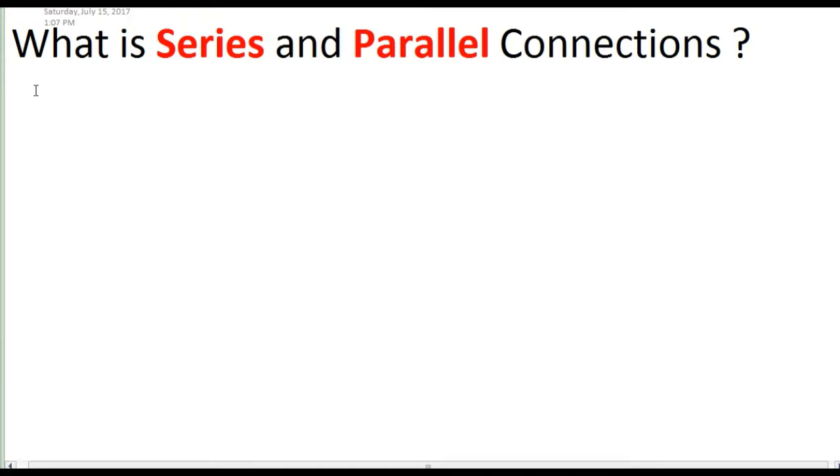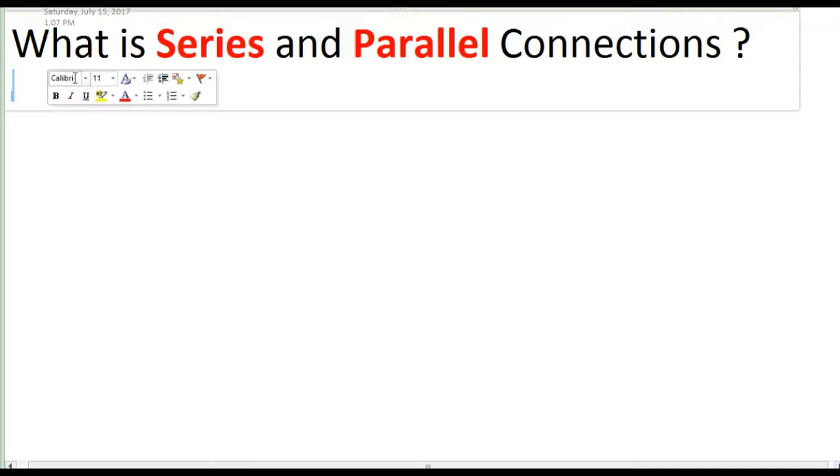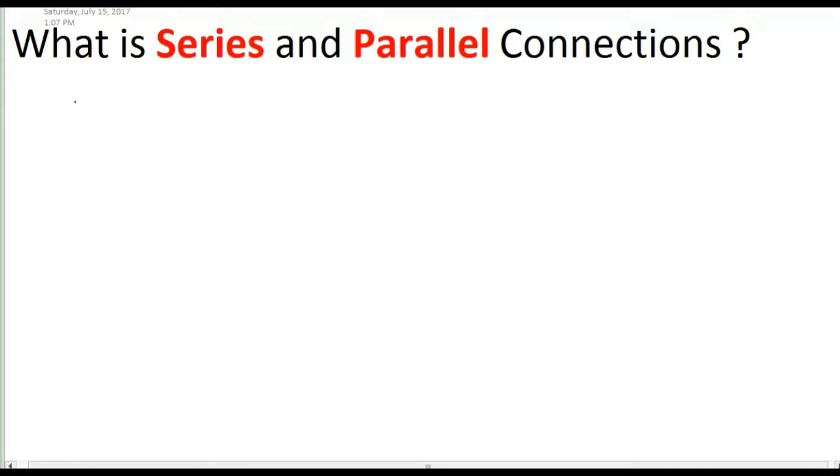This particular session is basically going to explain what series and parallel connections are in batteries or in regular circuits. Let us take what a series connection is. Let us take an example: what exactly happens in series and what exactly happens in parallel connections.